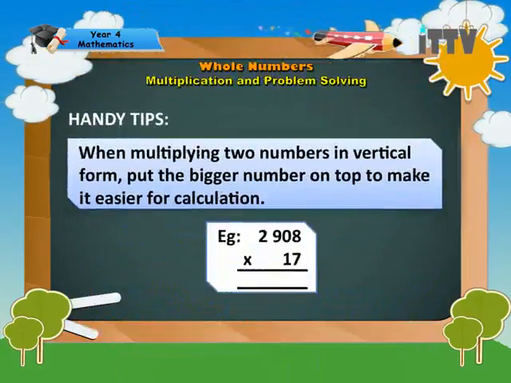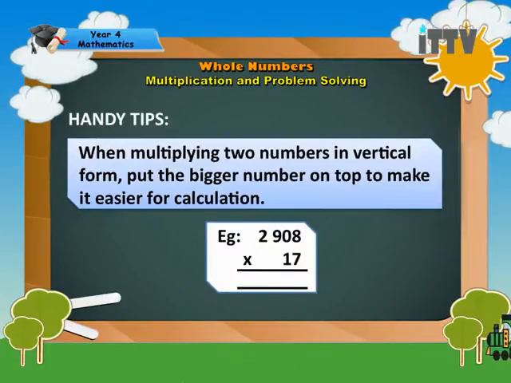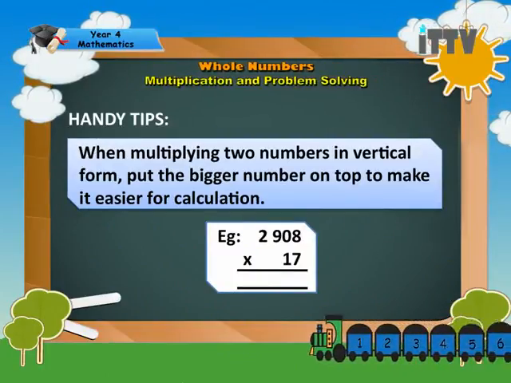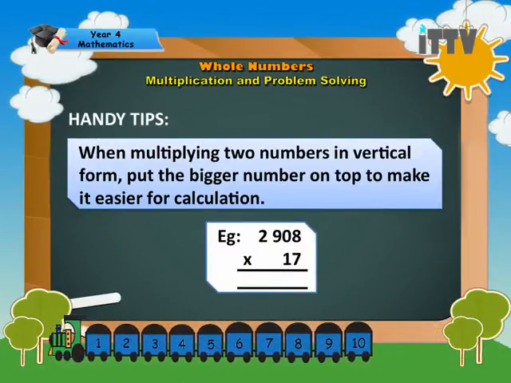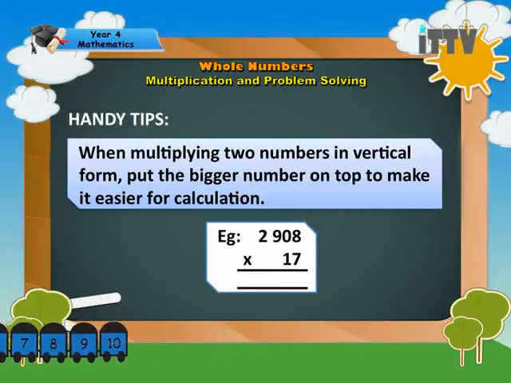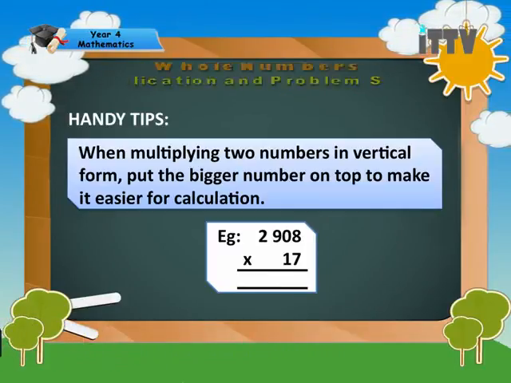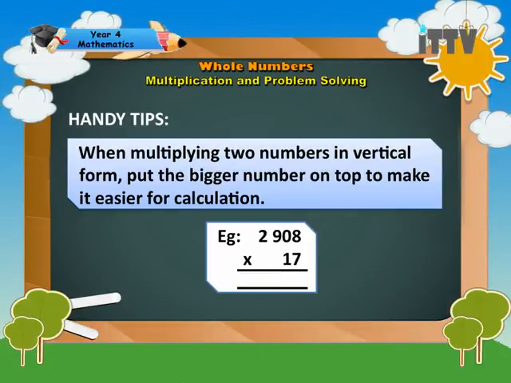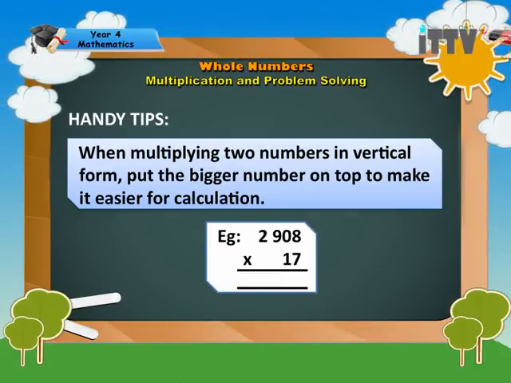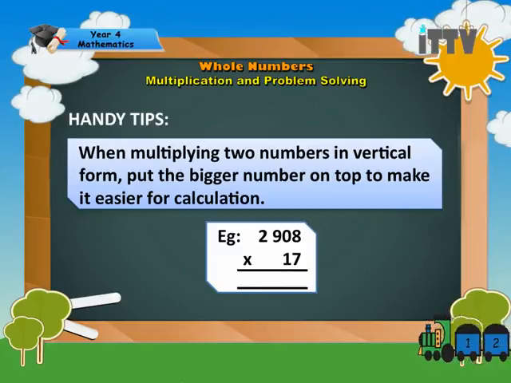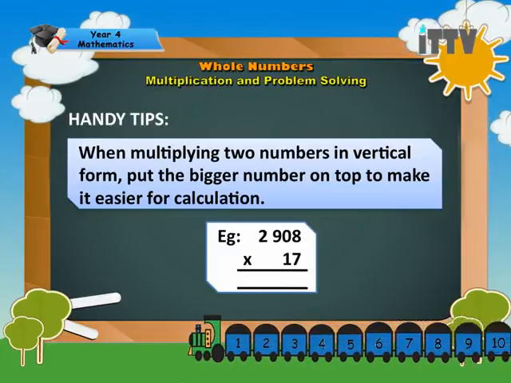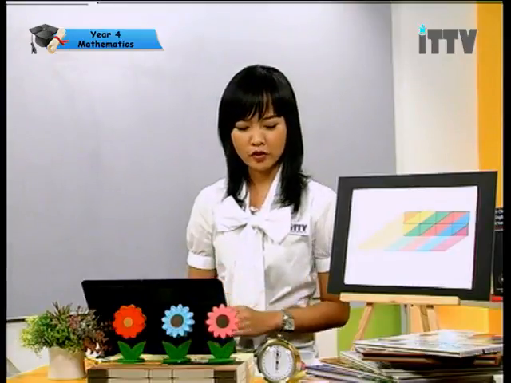Remember this. When multiplying two numbers in vertical form, put the bigger number on top to make it easier for calculation. For example, if we have two numbers here, put the bigger number on top. That's 2,908. Yeah? And put 17 below. Alright. Now that we have gone through the handy tips, let's try to solve a question.